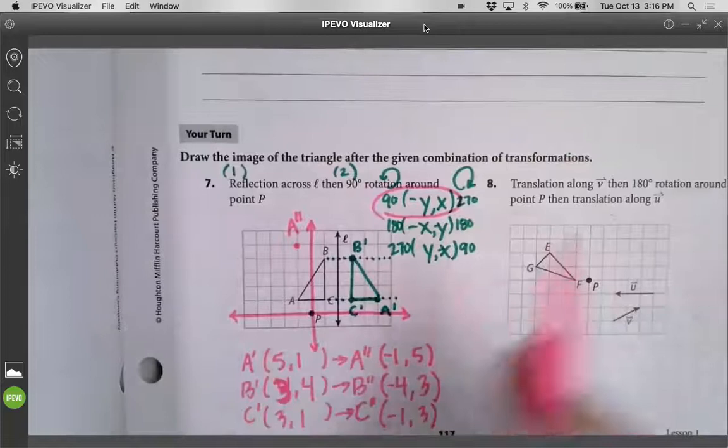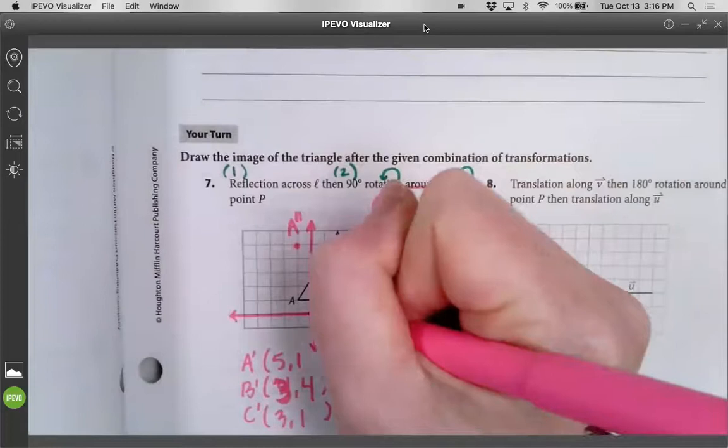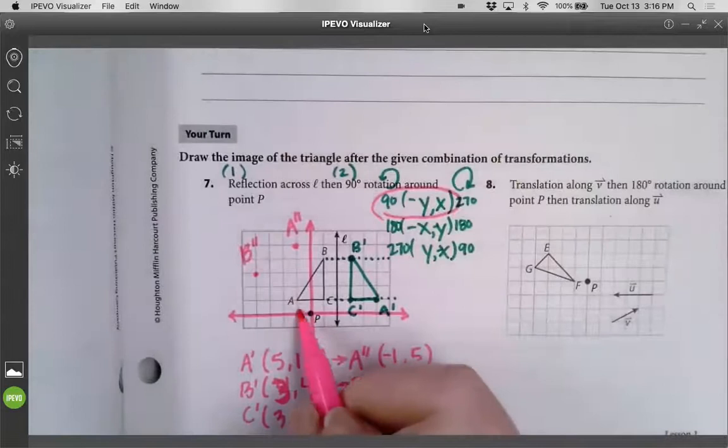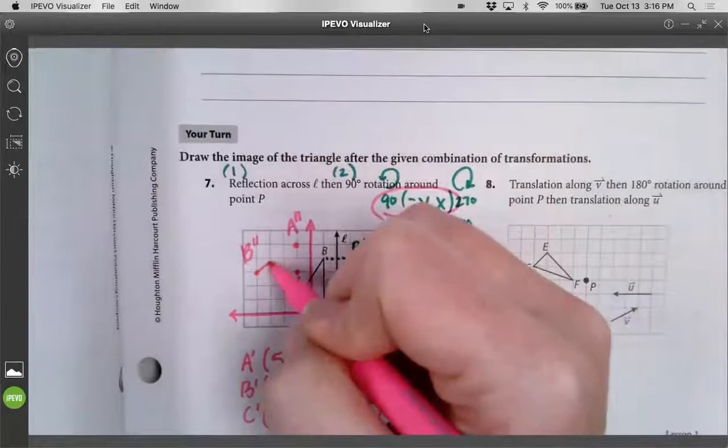Point B prime, or B double prime rather, is at negative 4, 3. So negative 1, 2, 3, 4, 1, 2, 3, B double prime. And C double prime is at negative 1, 3, just like this, C double prime. Connect our figures, and here we go.